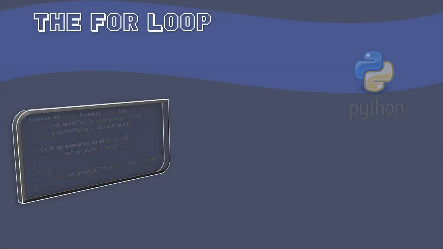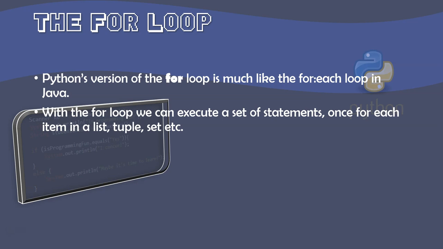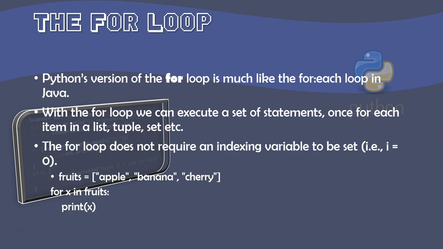Now, when we look at the for loop in Python, it may not function as we expect if we've come from many C-based languages. Python's version of the for loop is much more like a for each loop in Java. So if you have that kind of prior experience, you'll remember how a for each loop iterates through a number of elements in a list. Well, this is of course going to function the same way. So we can of course still execute a set of statements, once for each item in a list, or if it's a tuple or a set, we have that ability.